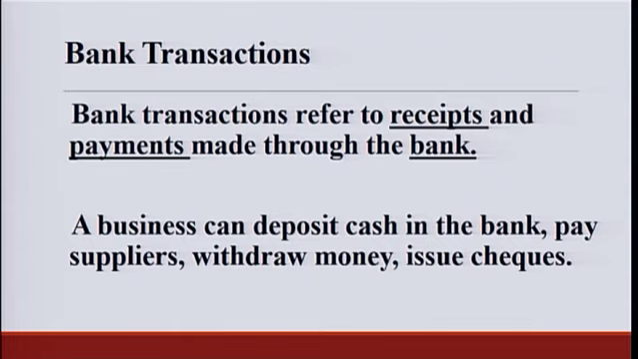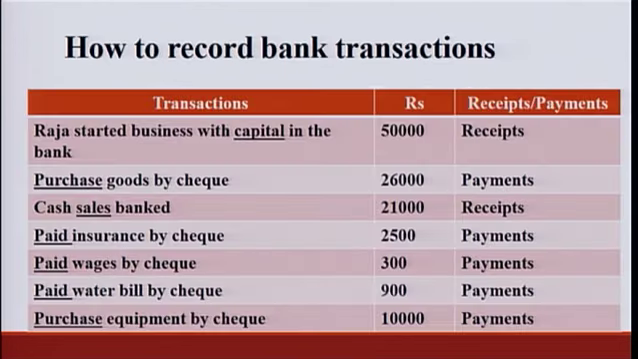Bank transactions. Bank transactions refer to receipts and payments made through the bank. A business can deposit cash in the bank, pay suppliers, withdraw money, and issue checks. Now, let us see how to record bank transactions. Raja started business with capital in the bank 50,000 rupees. This transaction is a receipt.